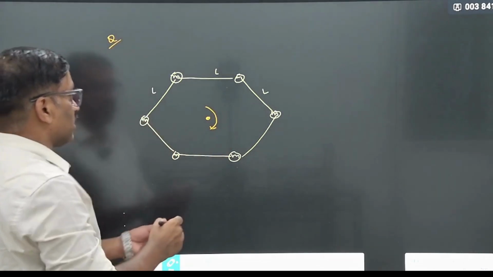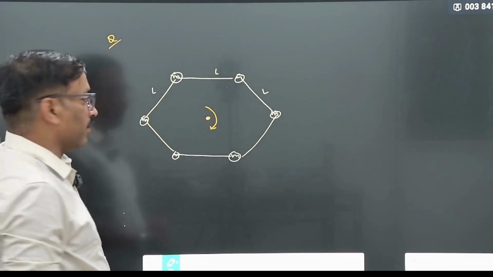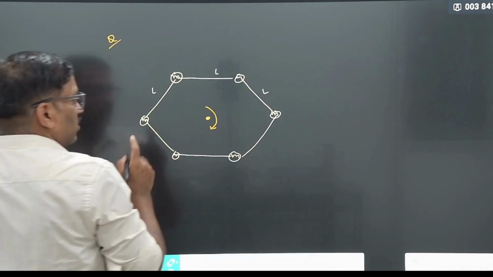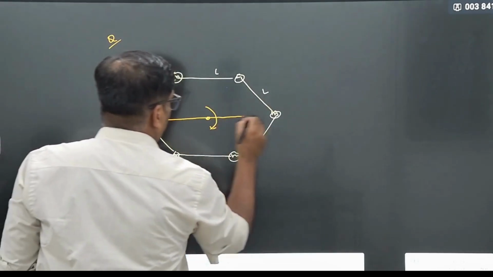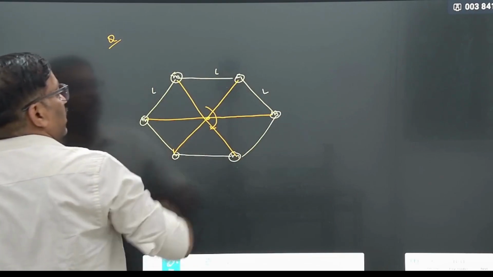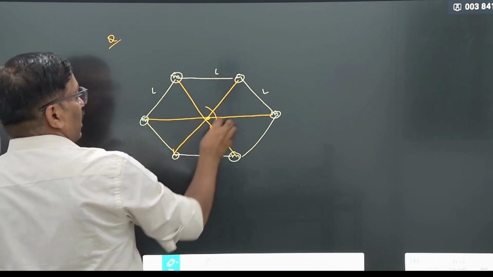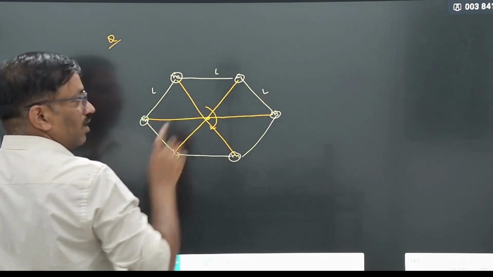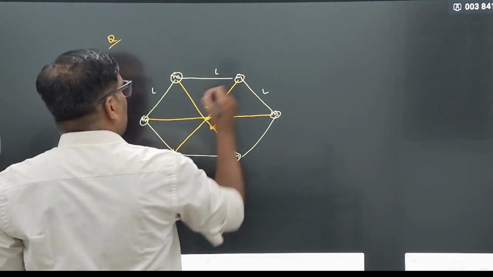So this is passing through the center, perpendicular to the plane. You know that for a hexagon, if you draw all these diagonals, it divides into 6 equilateral triangles. Totally 6 equilateral triangles, and equilateral means all sides are the same.